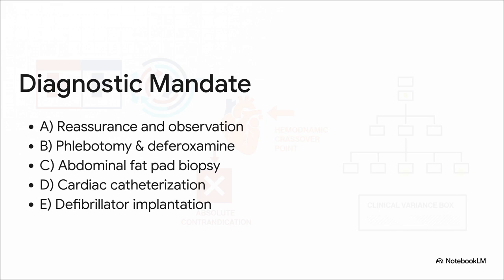Option D, cardiac catheterization, targets ischemic coronary artery disease, which doesn't explain the systemic markers. And Option E, defibrillator implantation for WPW syndrome, that targets a completely different condition, defined by a delta wave and a shortened PR interval.